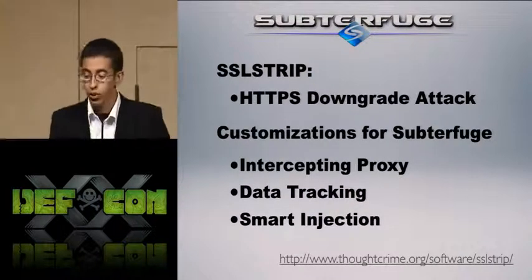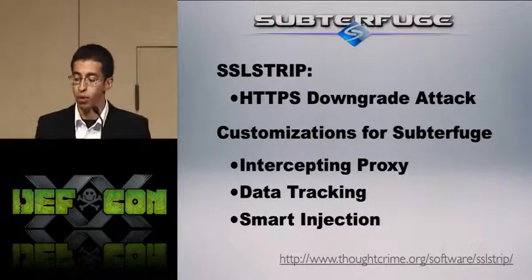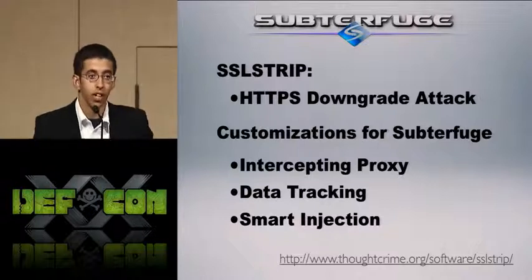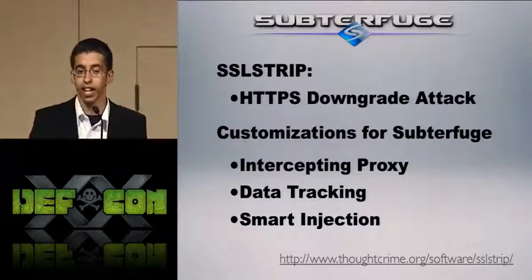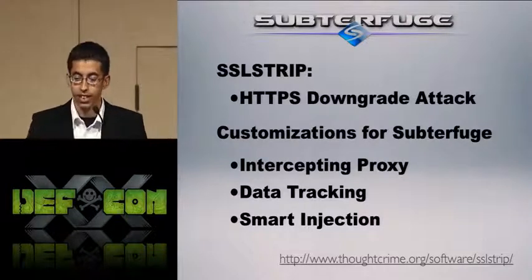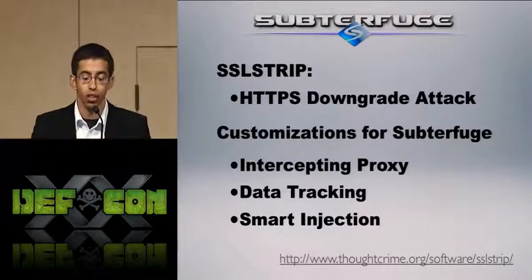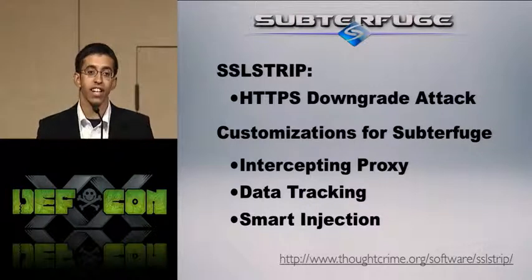Right, so something else we used as a big backbone component of Subterfuge is SSL strip. Moxie Marlinspike released SSL strip at Black Hat in 2009, and it runs an HTTPS downgrade attack. When we first came across SSL strip and started looking into the code, we almost felt like we died and went to heaven because it's written in Python, for one. For two, it also acts a little bit like an intercepting proxy.